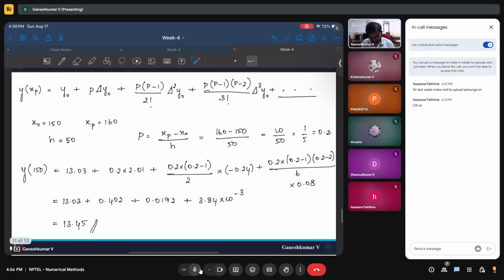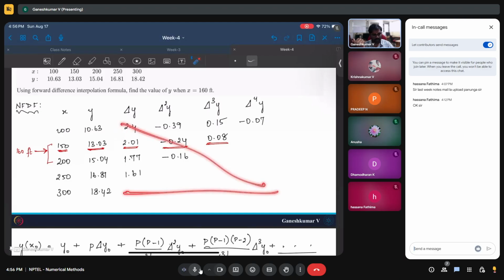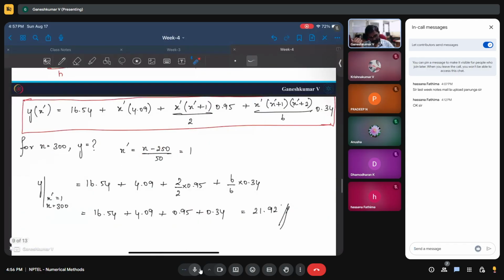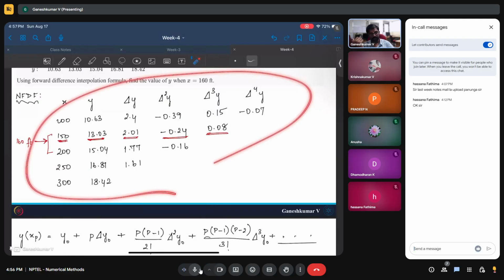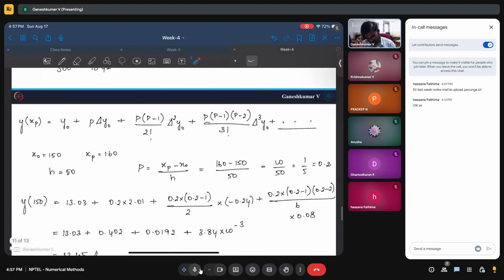So that's it, simple. You just need to construct this table. You should know what you're using, forward difference or backward difference. If it is backward difference, it's going to align in the descending order, right? We saw that in the previous problem. If it is a forward difference, it's going to be something like this. So once you construct this forward difference table, you just have to use the forward difference formula. You find out appropriate x naught and x p.